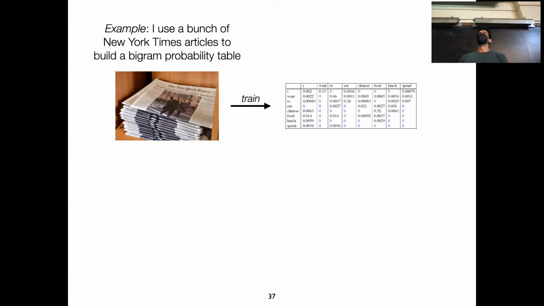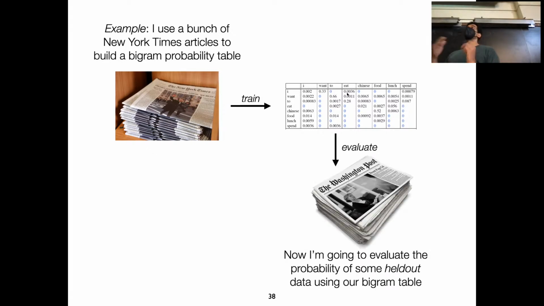Okay, so just to be a little more clear, one potential example of this is I have a bigram model. I estimate that probability table from a bunch of New York Times articles. So I get this table, and then I evaluate it on Washington Post articles, right? So one important point is that there should be no overlap between the training set and the validation or test set. Why is that?